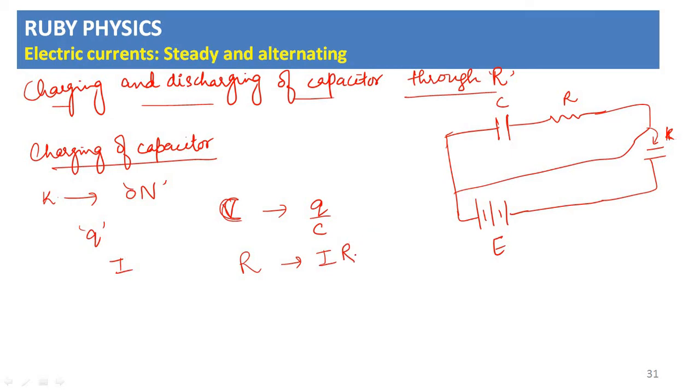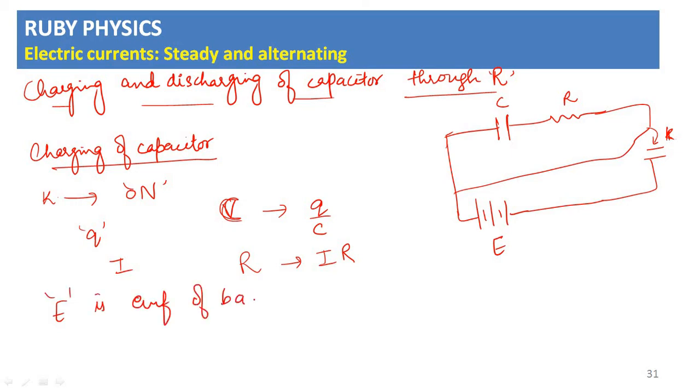Okay, so if you haven't watched my previous video, please watch that. That is the charging and discharging, or the growth or decay of current in LR circuit. It is a very similar topic. These two topics are very similar, so please go through that also. So E is the EMF of the battery.